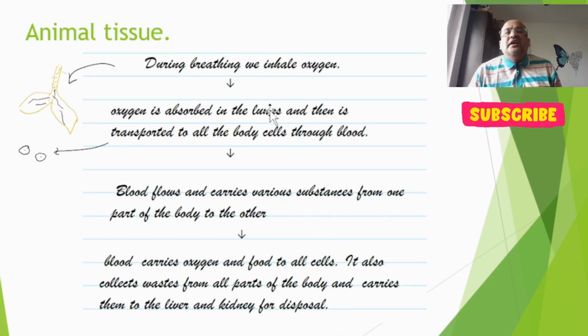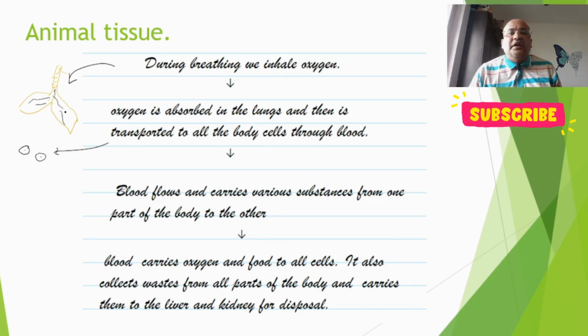Now, in animal tissue, let's take the example of lungs. What happens during breathing? We inhale oxygen and we give out carbon dioxide. Let's stick to inhaling oxygen. We inhale oxygen, and then it goes into the lungs where it is absorbed. Then it is transported to all the body cells through blood.